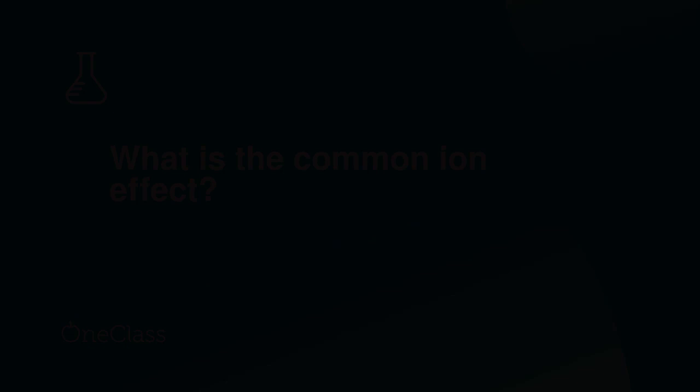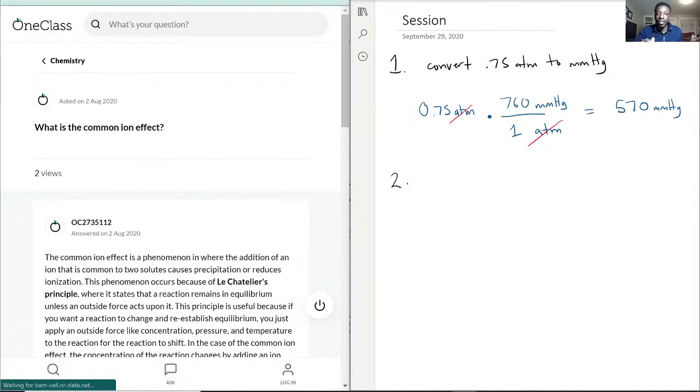2. What is the common ion effect? So, let me give you a scenario. Let's say you have a solid that's forming, trying to think of something that's kind of soluble. CaSO3, something like that. No, actually, CaSO4, calcium sulfate.